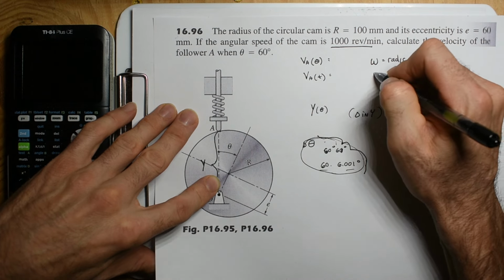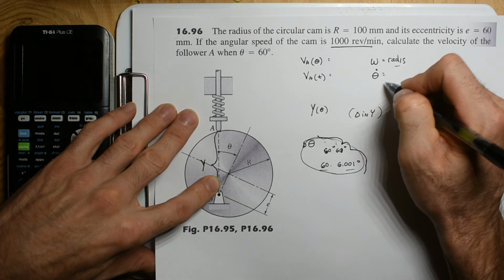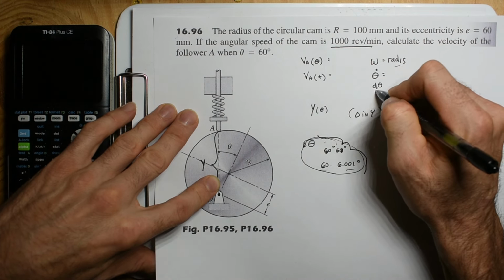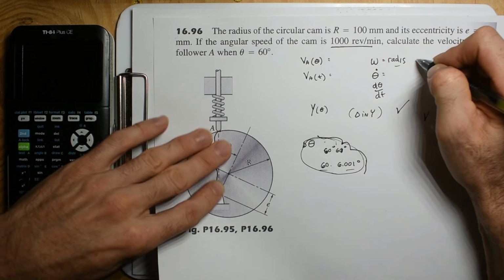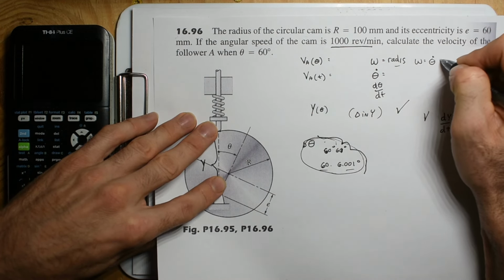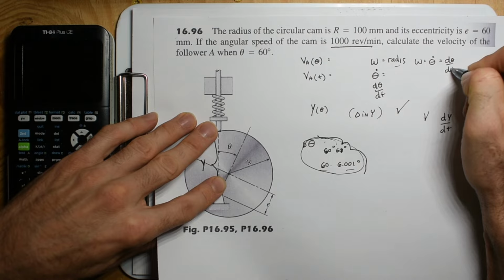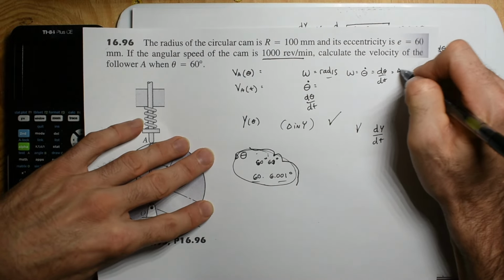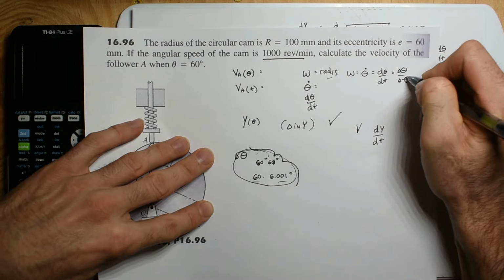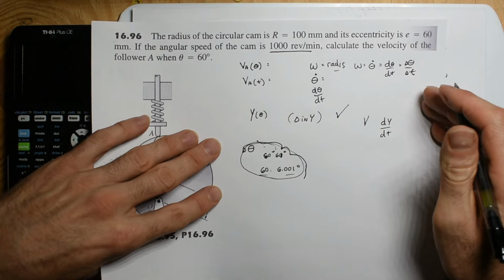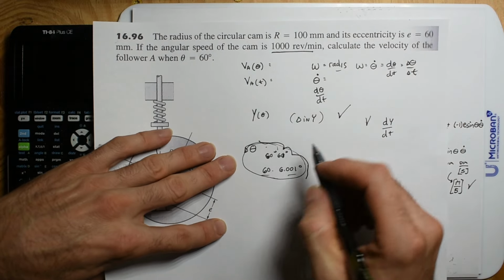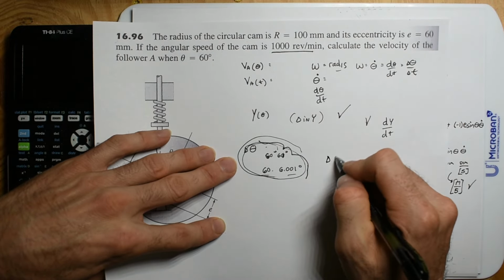Now the symbols for this are theta dot. This is going to be d theta dt. So omega is the same thing as theta dot, d theta dt. Change in theta, change in time. Okay, so we knew that. So we have this change in angle.